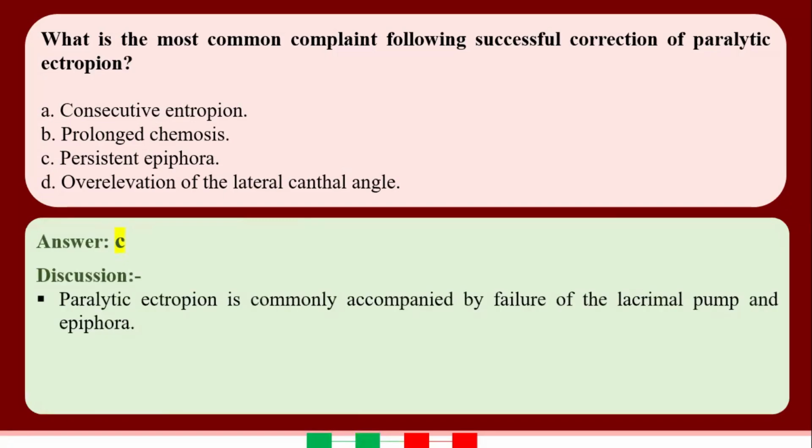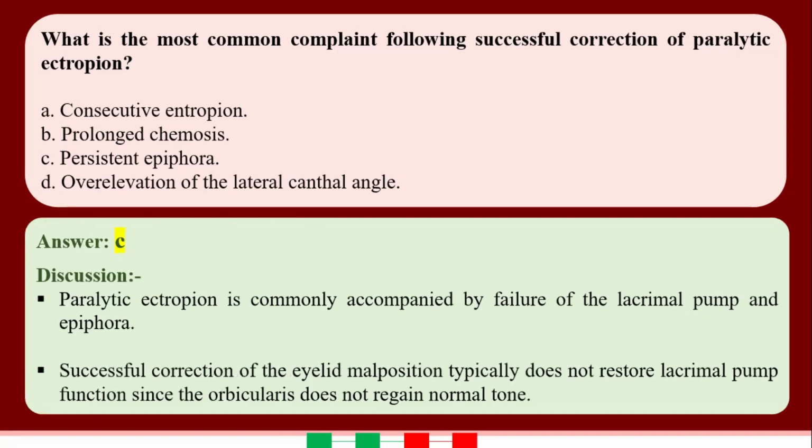Paralytic ectropion is commonly accompanied by failure of the lacrimal pump and epiphora. Successful correction of the eyelid malposition typically does not restore lacrimal pump function since the orbicularis does not regain normal tone.